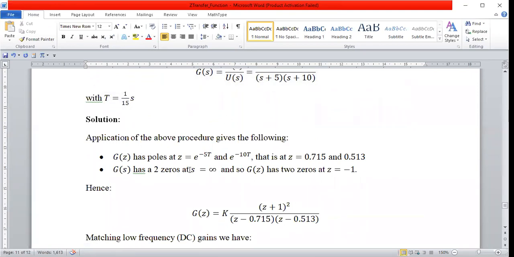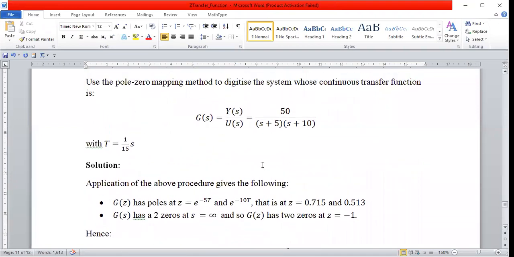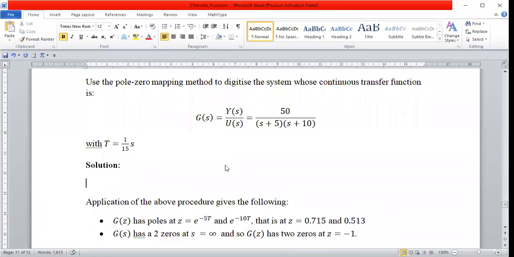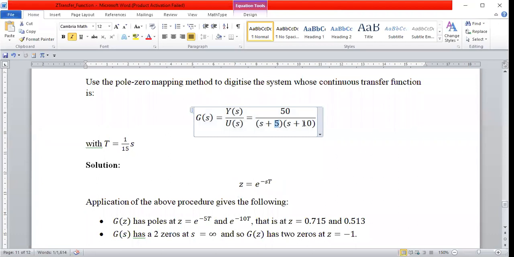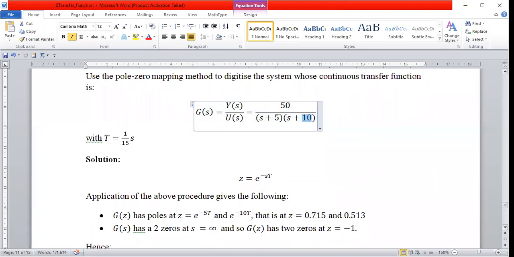Then the first step is to map the poles using the exact transformation. In the exact transformation, Z is equal to e to the power of ST. Our S here is -5 and -10, so you simply replace S with -5 and -10. When you do the algebra, you get this.